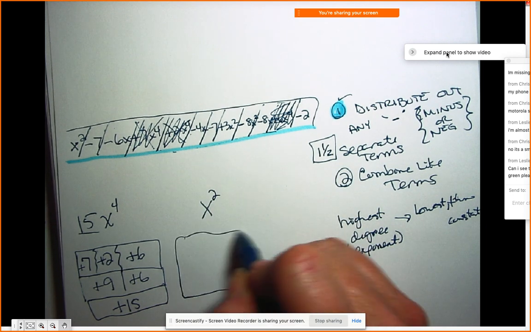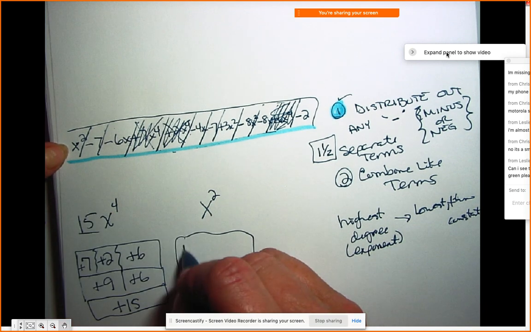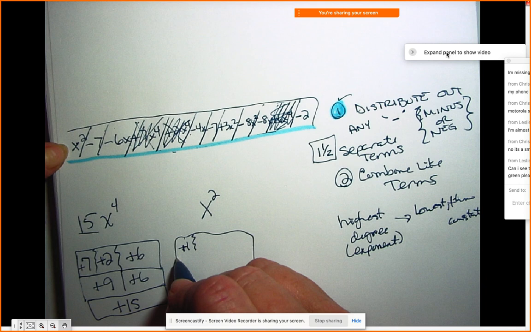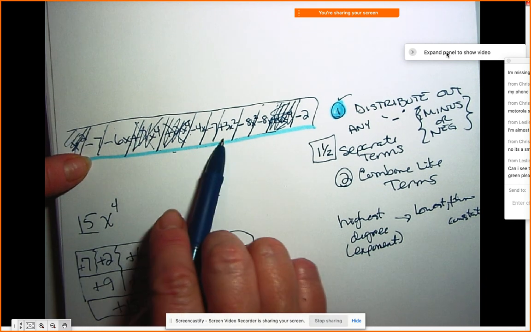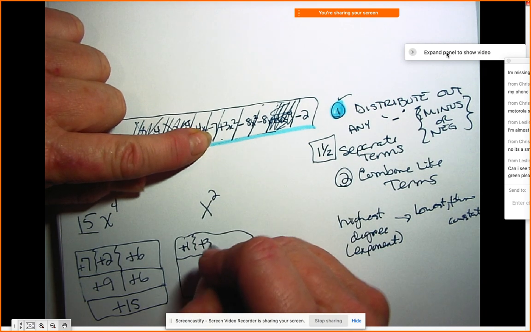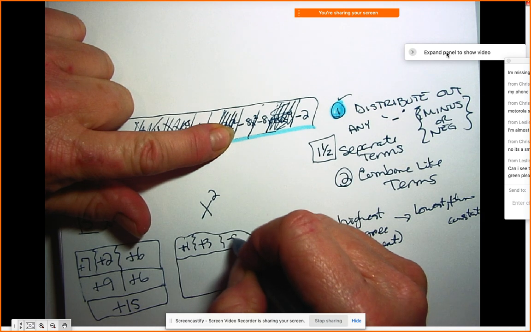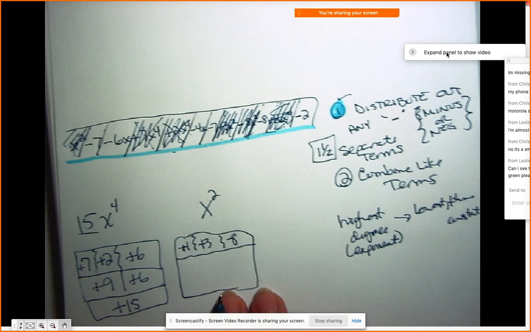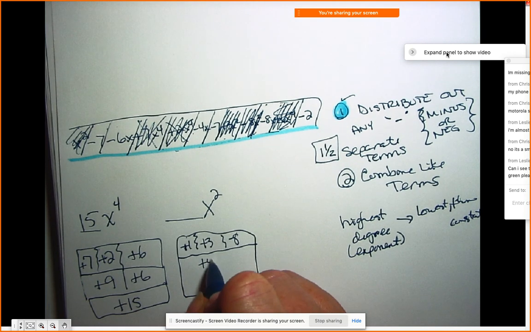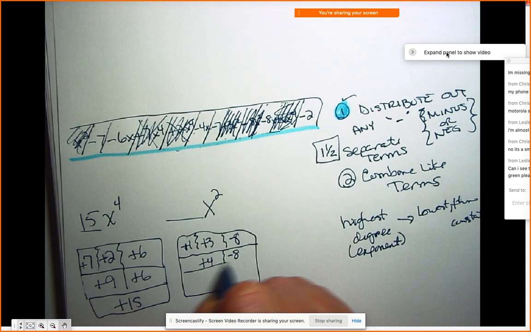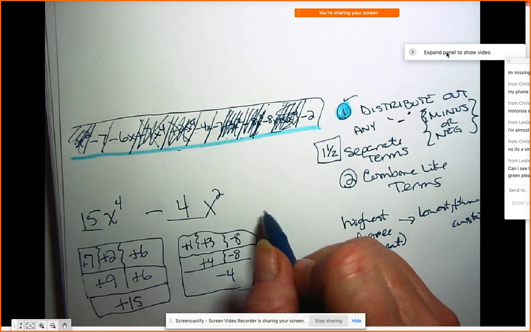Okay, let's just go ahead and take our coefficients here. The first one, there's a coefficient of plus 1. Cross it off. Any other x squares? Right here. That's a plus 3. Oh, and there's a minus 8. Okay, let's find out how many x squares we have. Okay, 3 plus 1, I get plus 4. And I get negative 4. So I write minus 4x squared.